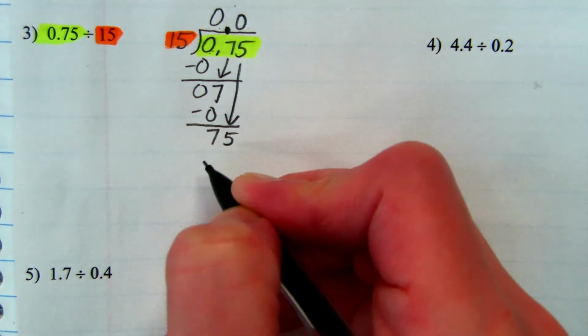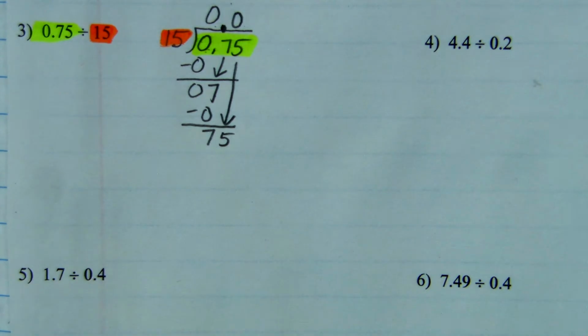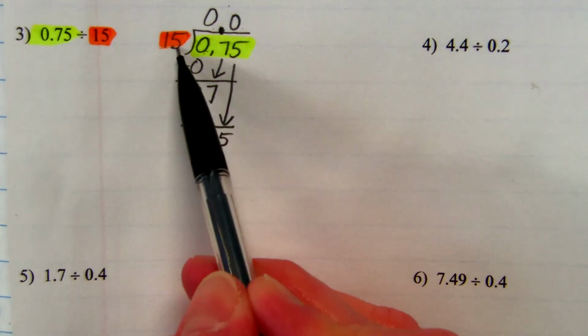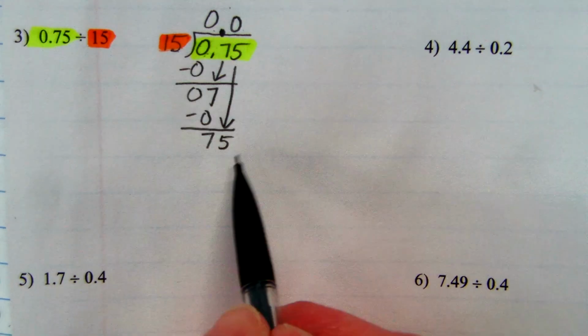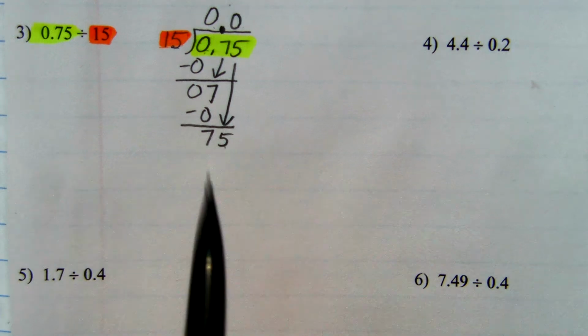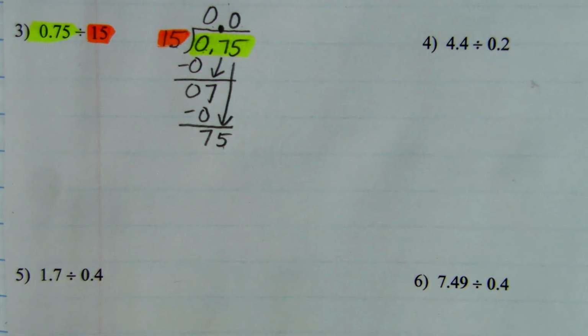15 will go into 75, but that's one that we might not know off the top of our heads. So we can estimate a little bit. If I round 15 up to 20 and think of this as 80, I know it's around 4, maybe 3 or 4. What do you think? What do you want to try? I'll say it goes into it 5 times. 5 times? Okay, so I was thinking 4.